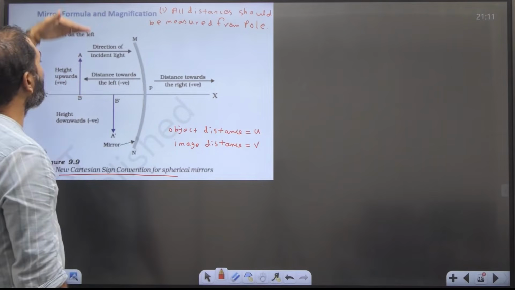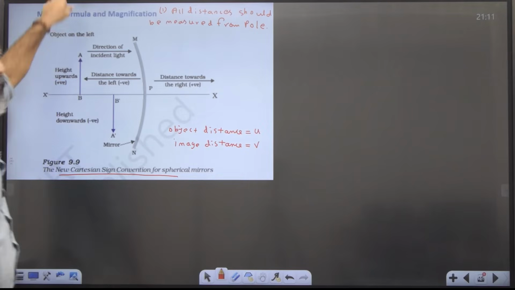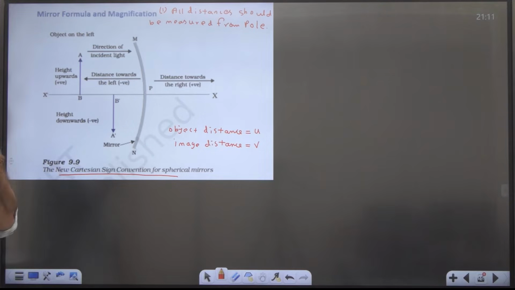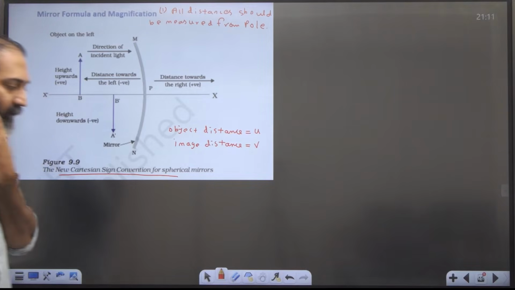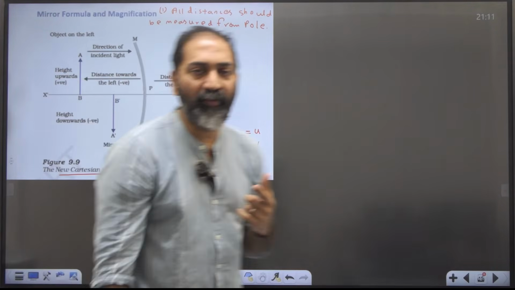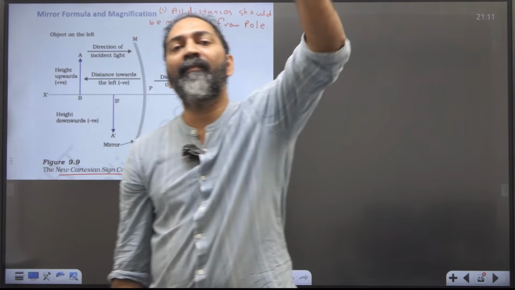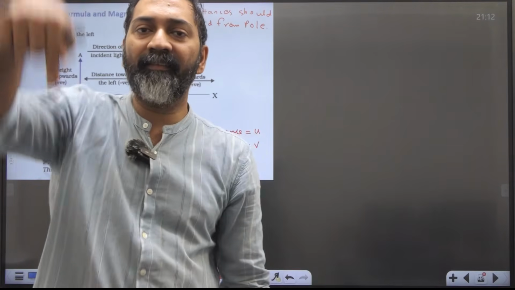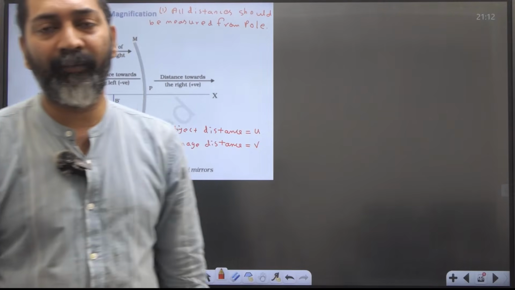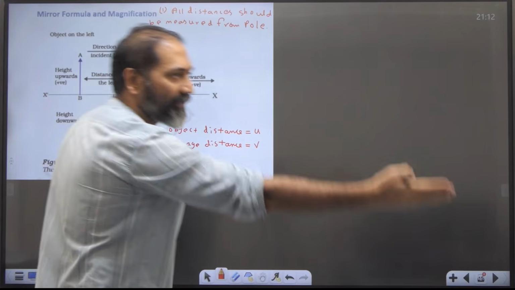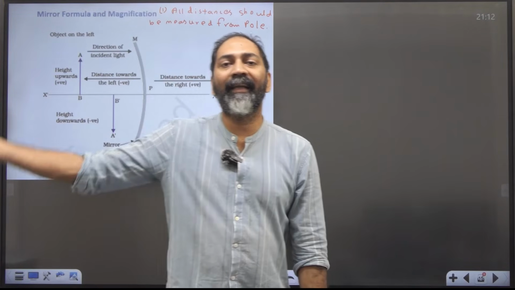Distances above principal axis. See, height upward, it is what? Positive. Height below, what? Negative. So what are the rules? All distances should be measured from pole. Distances above principal axis positive, distances below principal axis negative, distances taken towards the right side positive, left side negative.